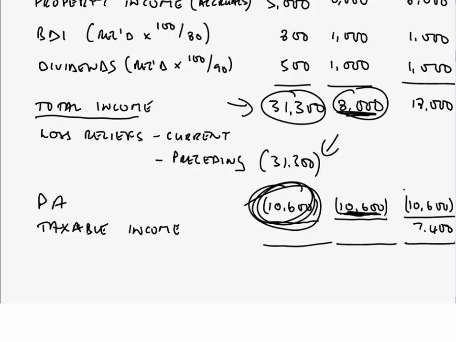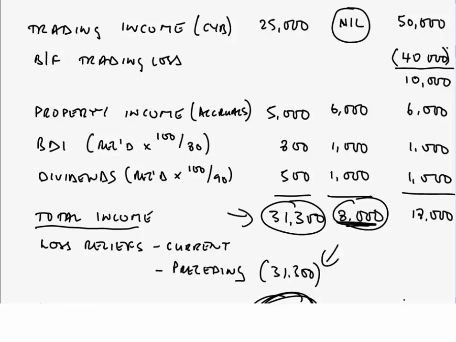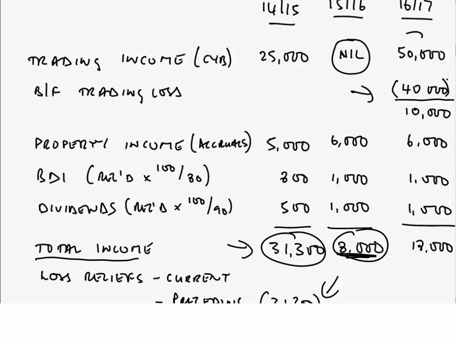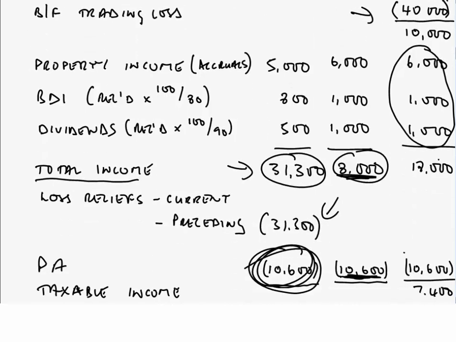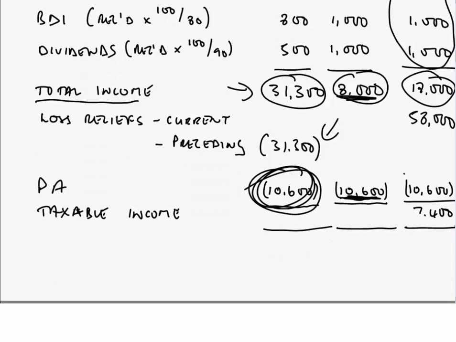Just look at what the next year's figures would have been. Without that loss coming in, we'd have had £50,000 of trading income. We had £8,000 of non-trading income. So the figure in here, instead of 18,000, would have been 58,000. So when you deducted your personal allowance, 10,600 from 58,000 would have left you with a taxable income of 47,400. Now that 47,400 has come down to 7,400.